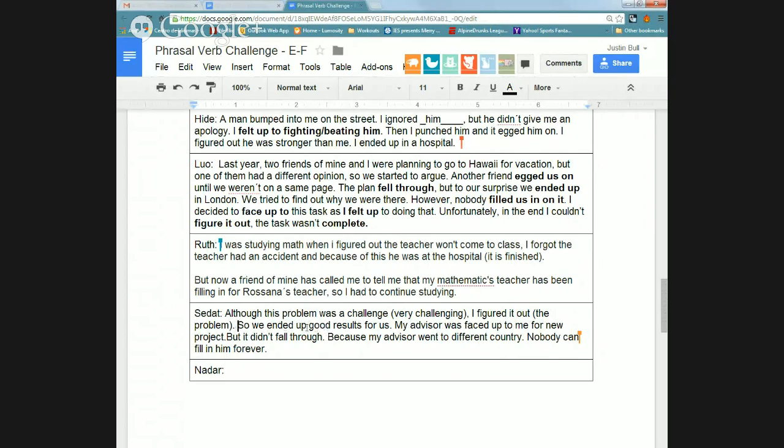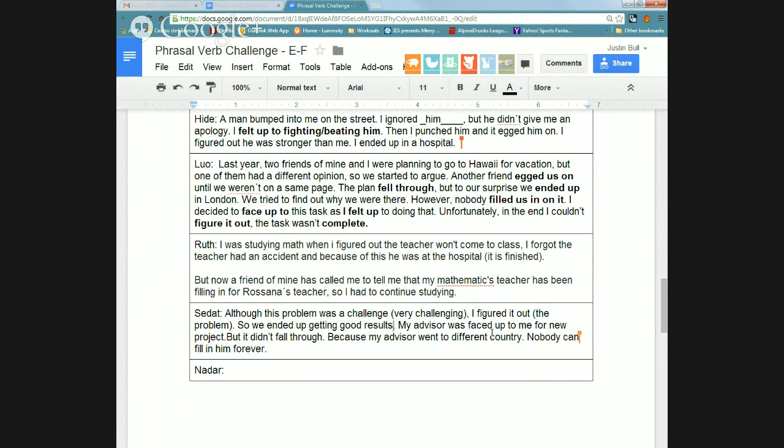So we ended up, what do you say? Good results. We need a verb here. Ended up. Finally, get. Yes. And after prepositions, we often use the gerund. We ended up getting good results. And this is not necessary for us because we already say we. It's kind of redundant, so I'm just going to take that out.